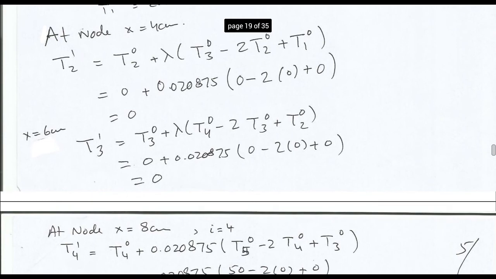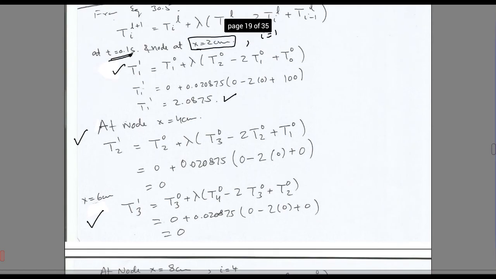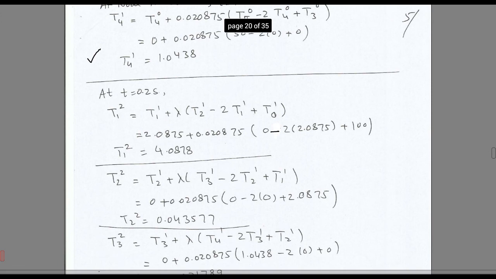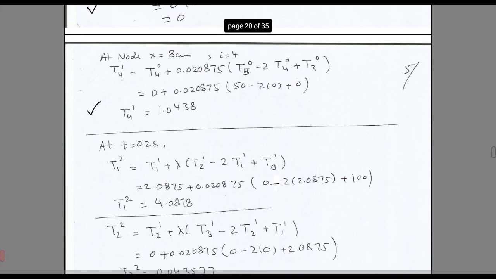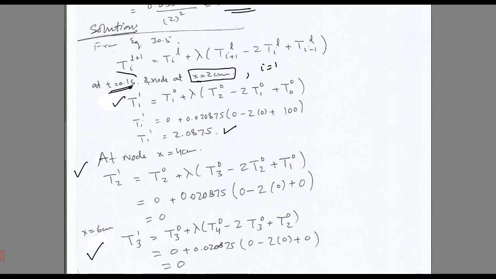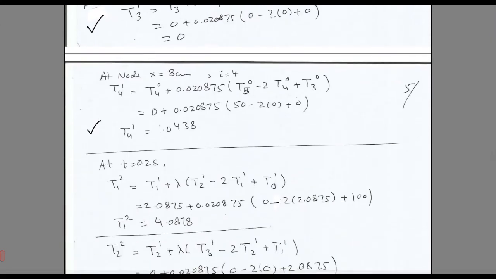Then we have the nodes at 4 centimeters, 6 centimeters, and 8 centimeters. This was at t equals 0.1 second. Now we are going to calculate at t equals 0.2 seconds.